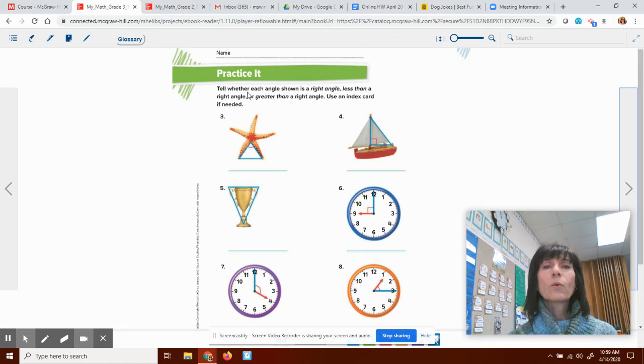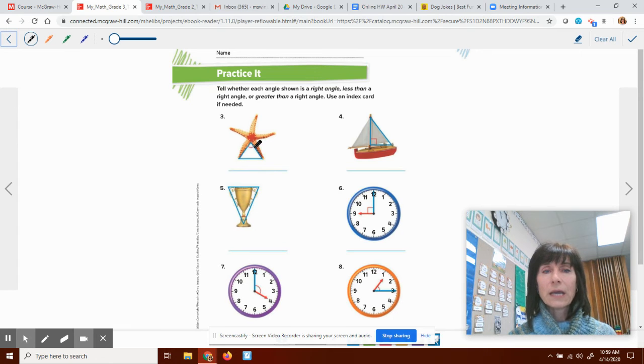They want us to tell whether each angle shown is a right angle, less than a right angle, or greater than a right angle. Use an index card if needed. So if you don't have an index card, you can always use a piece of paper. But let's go ahead and take a look. If I'm looking at the angle between the starfish here, I would say that this is not a right angle. So this is going to be kind of considered less than.